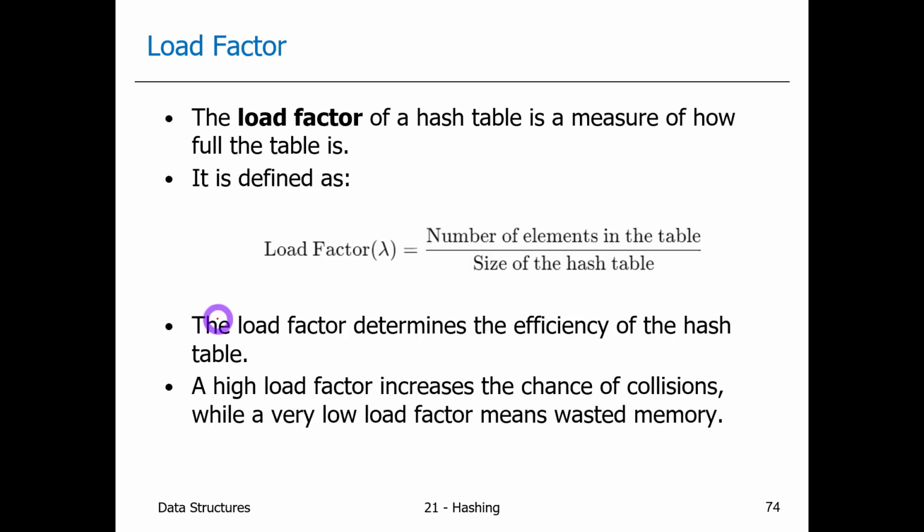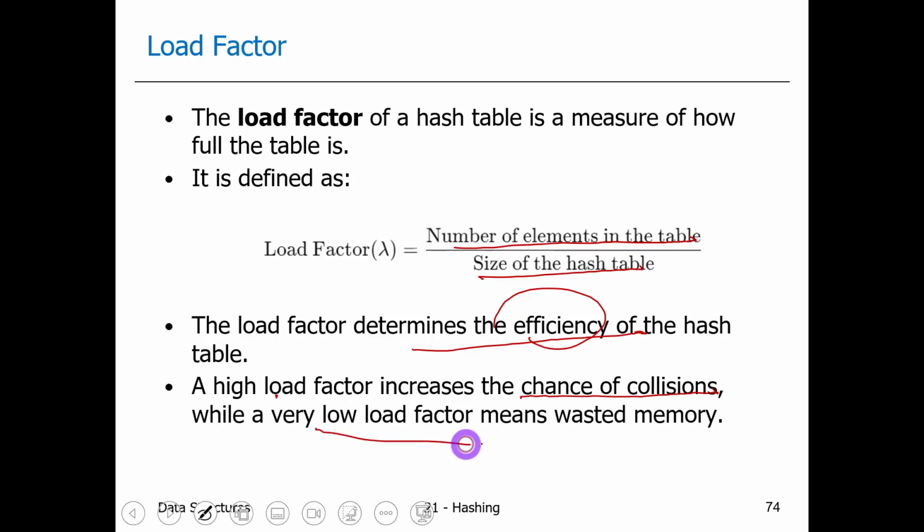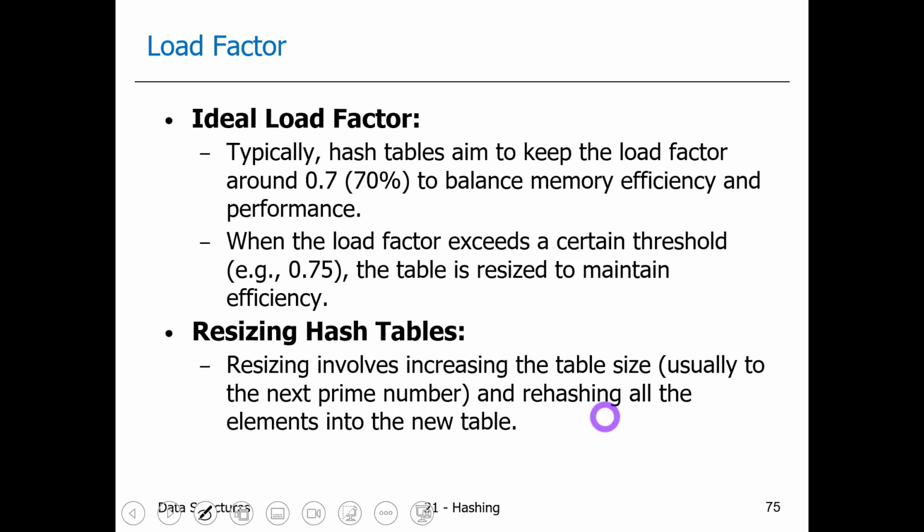This is the formula for load factor: simply the number of elements in the table divided by the size of the hash table. The load factor determines the efficiency of the hash table. A high load factor increases the chances of collisions, and a low load factor means wasted memory. So we have to find a balance between the two. Typically, we try to keep a table which is 70% filled. That means a 0.7 load factor, which is a good balance of memory efficiency and performance.